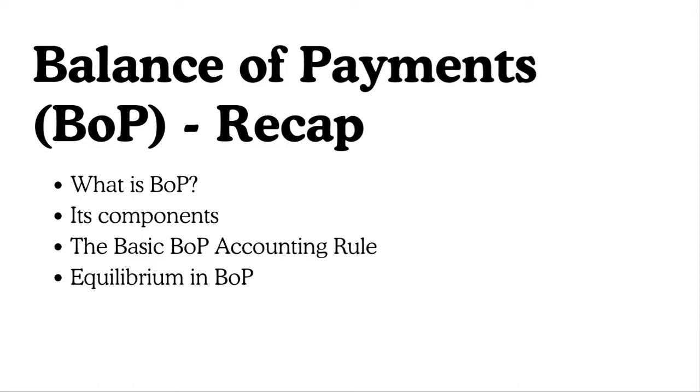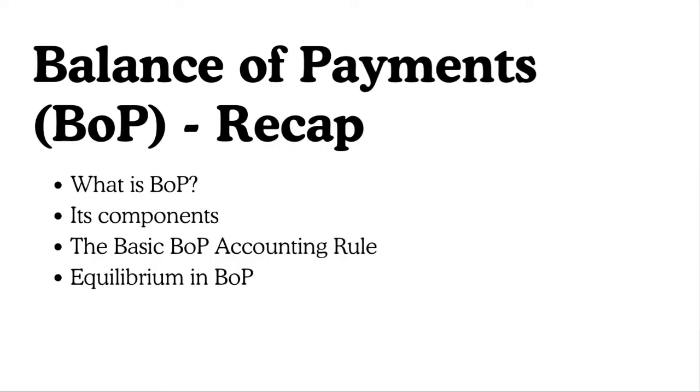So what is balance of payments? BOP of a country can be defined as a systematic record of all the transactions between the economic units of one country and the rest of the world in any given period of time. There are two main components of BOP: current account and capital account. We also learned about the basic BOP accounting rule, which states that all transactions leading to net receipt of foreign exchange will create a credit, that is surplus, in the corresponding account, whereas all transactions leading to net payment of foreign exchange will create a debit, that is deficit, in the corresponding account.